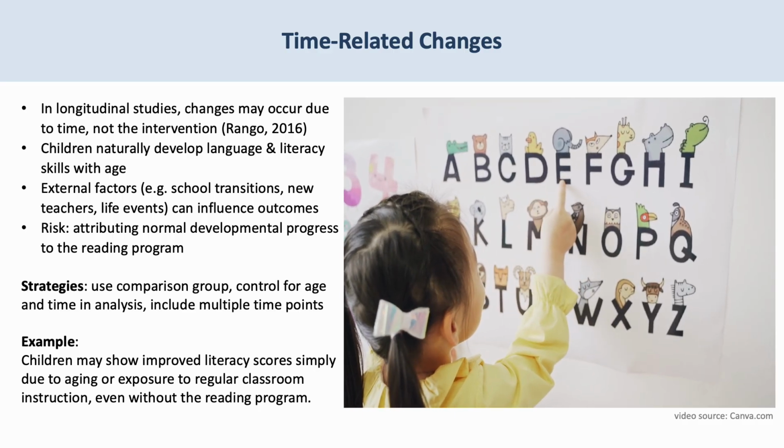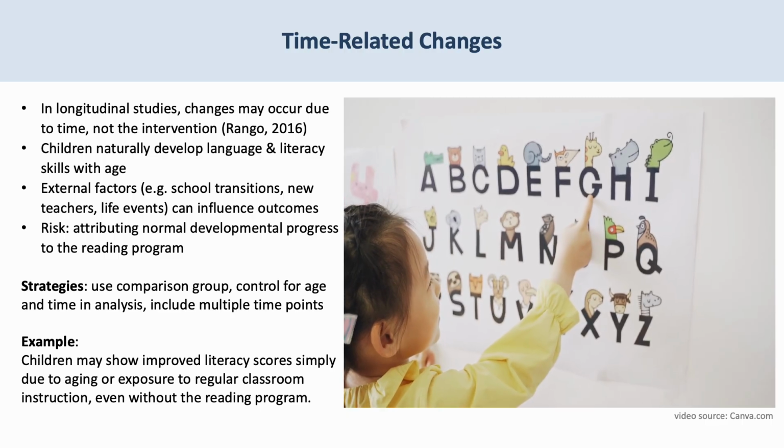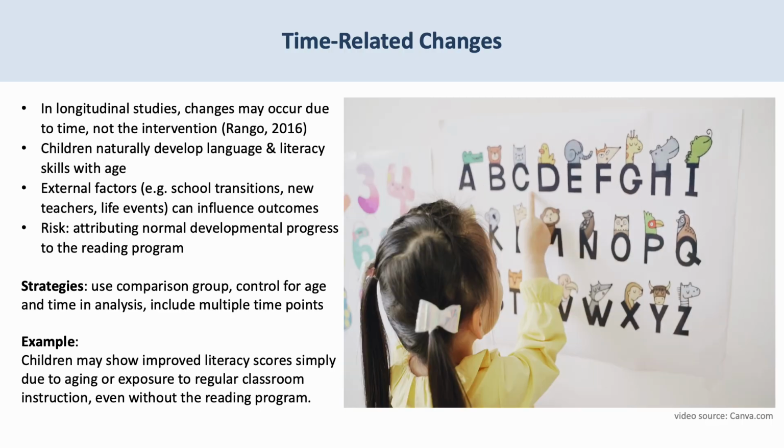Let's talk about time-related changes. In any longitudinal study, especially one involving young children, we need to account for the fact that development is happening all the time, whether or not an intervention is taking place. Children naturally improve their language and literacy skills as they grow older. They also experience a range of influences over time, like new teachers, different classroom settings, and life events outside of school. And all of these can affect learning and development.